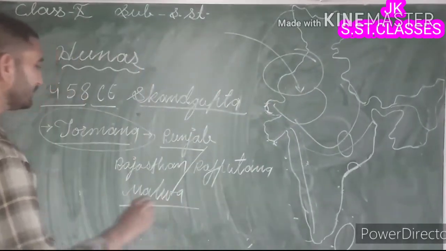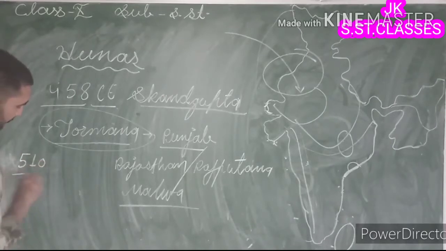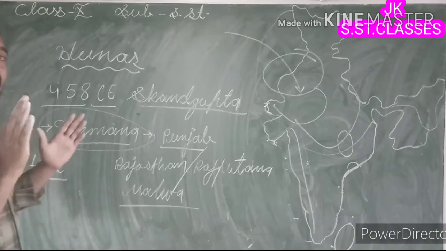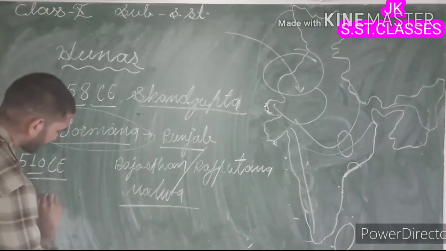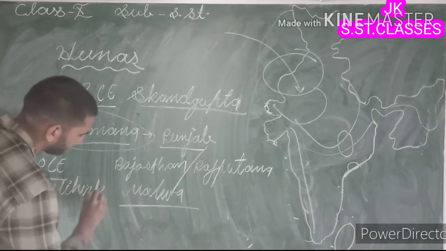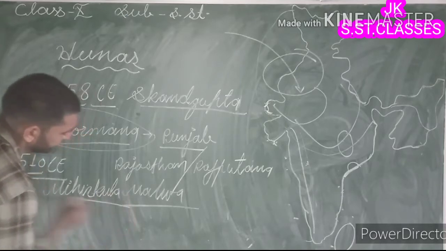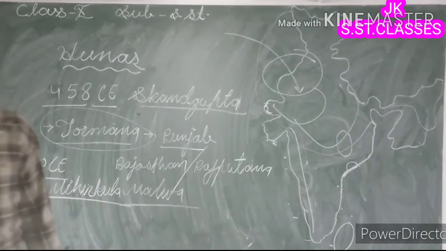After the death of Tormana, his son Mihirkula became the ruler in 510 Common Era. It means his administration started from 510 Common Era. The name of the son and successor of Tormana was Mihirkula, and Mihirkula became the ruler in 510 Common Era.